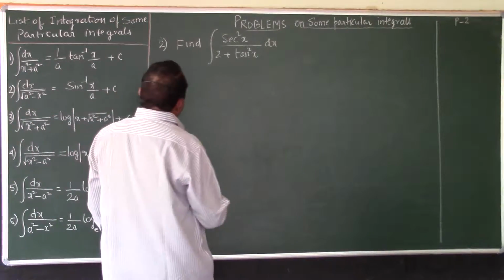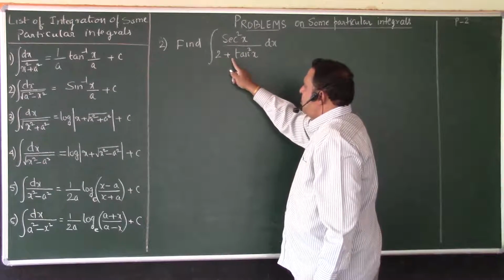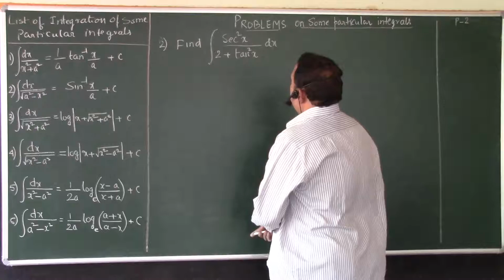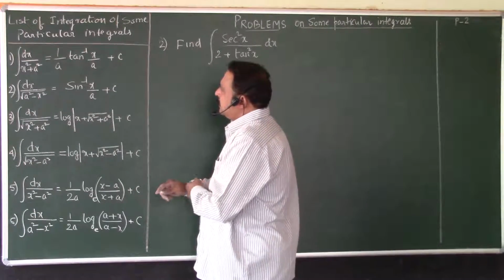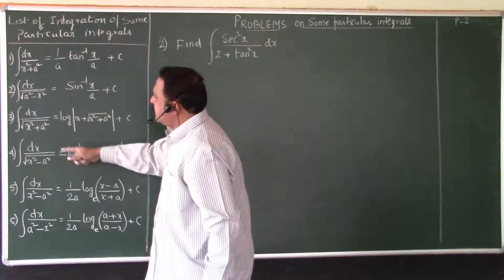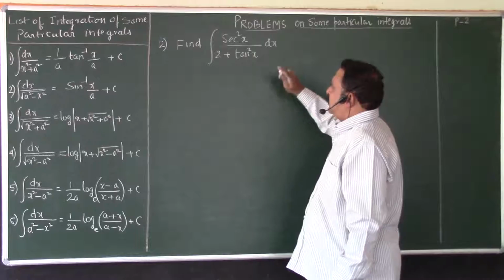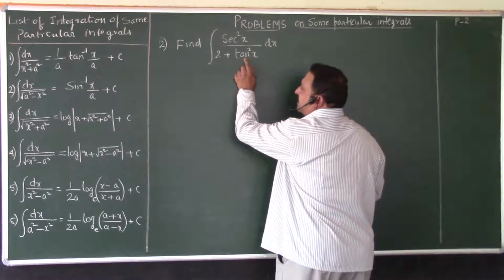Okay, now the second problem is to find the integral of secant square x divided by 2 plus tan square x dx. First of all, we have to observe the problem. In the standard list of integrals, we have only dx. But here, there is secant square x. But at the same time, in the denominator, we have tan x.